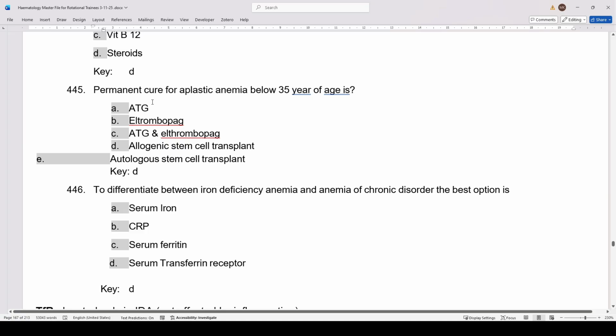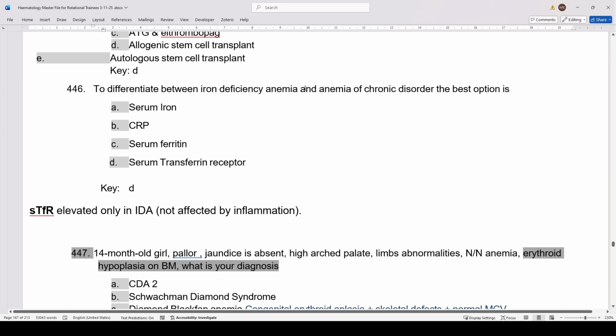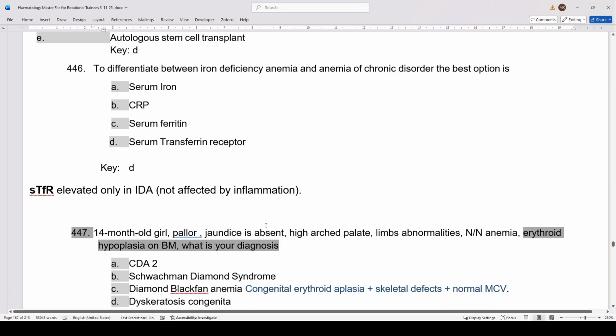Permanent cure for aplastic anemia before 35 years of age. If the patient is less than 35 years of age, we will go for allogenic stem cell transplant. To differentiate between iron deficiency and anemia of chronic disease, the best option, as I discussed earlier in a detailed topic before, is soluble STFR. Soluble STFR is the soluble transferrin receptor. It is elevated in IDA, not in anemia of inflammation or chronic disease. So STFR will clearly differentiate between IDA and ACD.